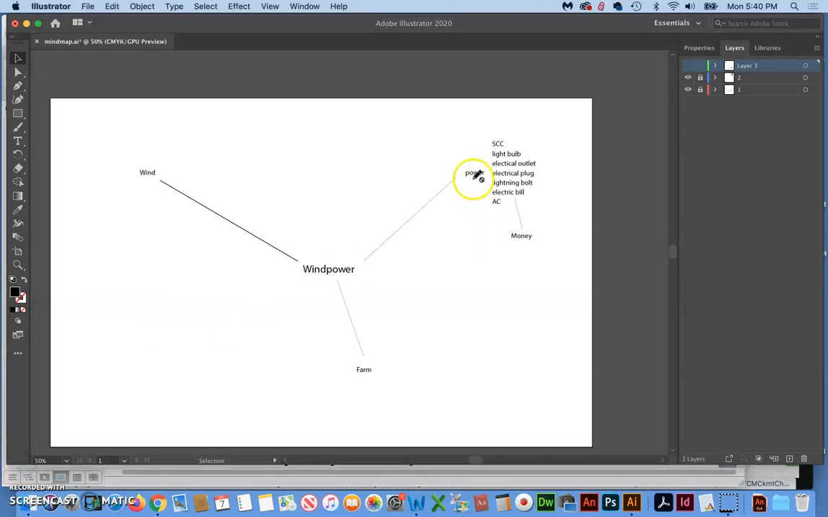So then off of power, I'm going to start writing all the things that remind me of power. And like I said, don't try to limit yourself in any way. Like SCE, that's obviously a silly idea. SCE, actually, Southern California Edison. What would that have to do with this? You don't care. It's just whatever pops into your head. Light bulb, electrical outlet, electrical plug, a lightning bolt, electric bill, AC, and then electric bill just reminded me of money. Okay, because it's been expensive lately, running the AC.